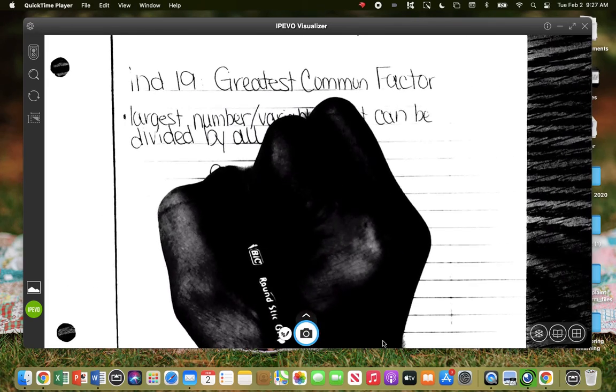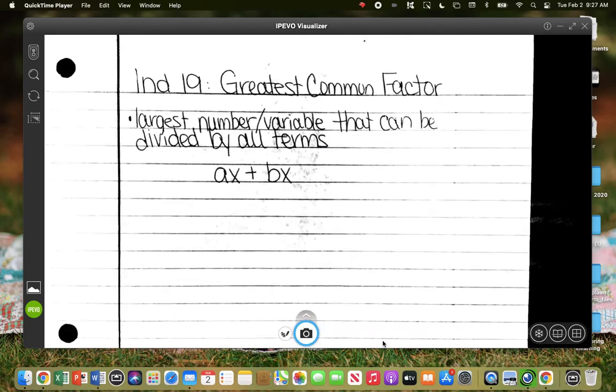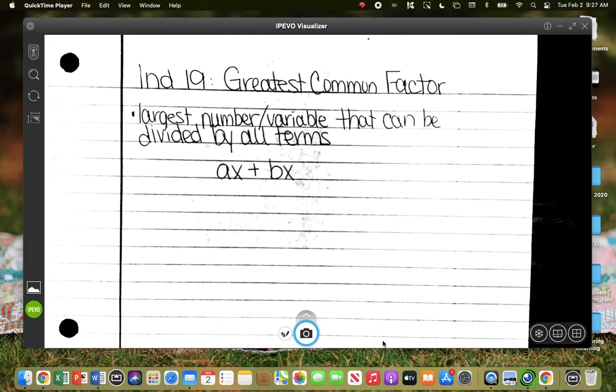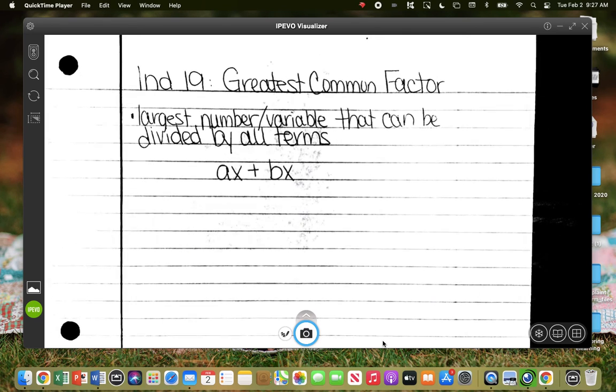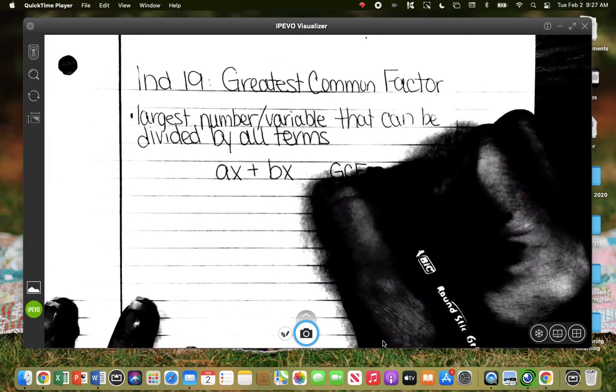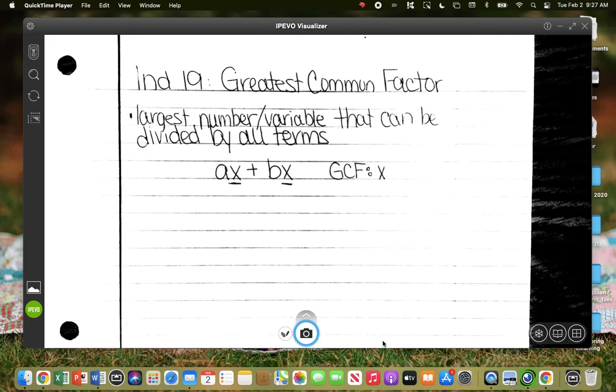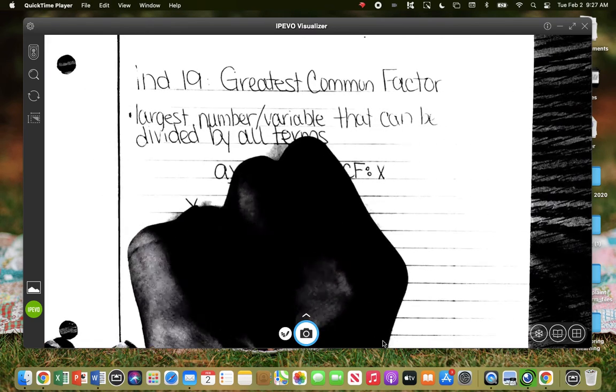All right, AX plus BX. We have AX and we have BX. Do you see anything in those two terms that they share? They share an X. So the greatest common factor here would be X, because each one of them has an X. We are going to reverse the distributive property. That greatest common factor is going to go on the outside of the parenthesis.